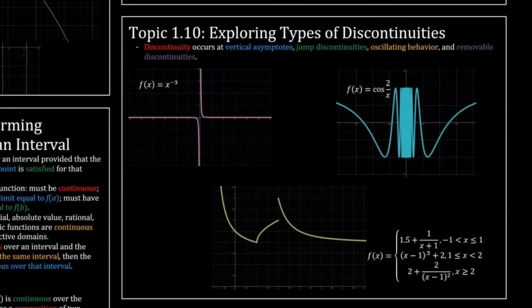The next topic of discussion in the unit of limits and continuity is, of course, continuity. But to explore continuity, we also need to explore discontinuity. Discontinuity occurs at vertical asymptotes, jump discontinuities, oscillating behavior, and removable discontinuities. We're going to get into that last one in a little bit, but first we're going to go over those first three.